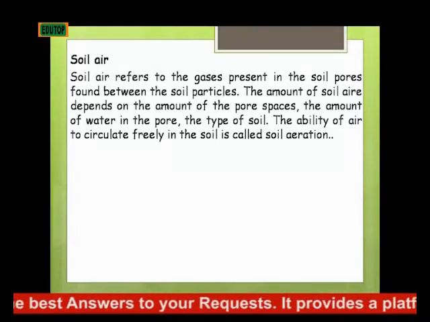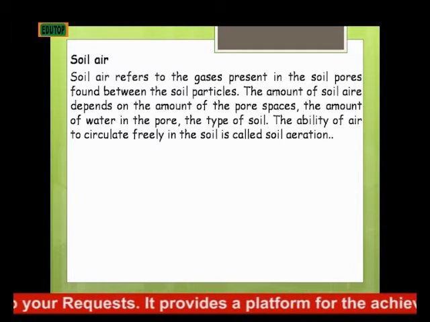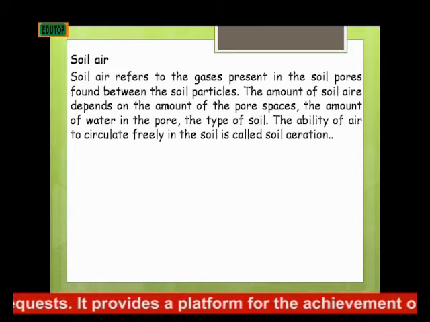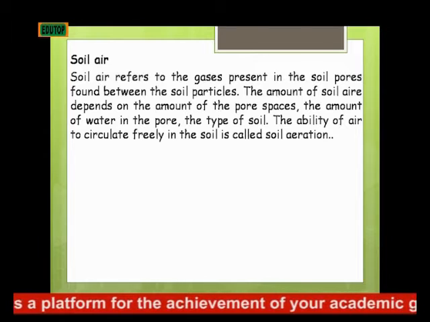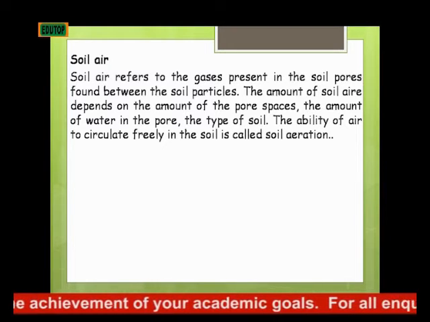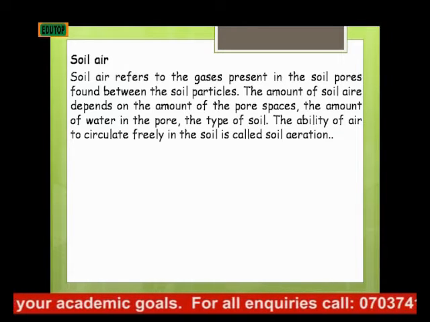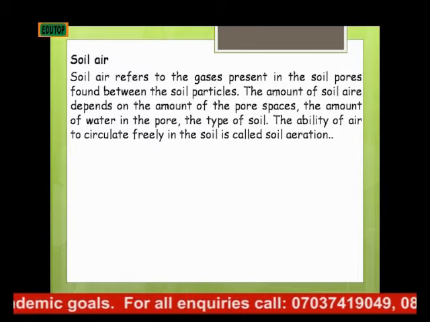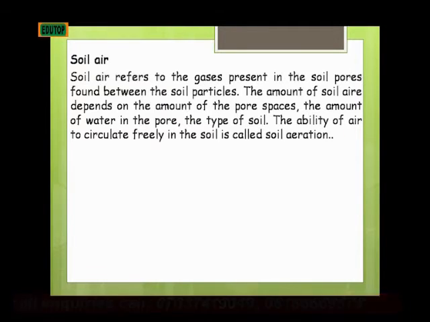The soil air has the following effect on agriculture. Oxygen in soil air promotes easy germination of seed and is also necessary for the growth and development of plants. Then soil organisms require air for respiration. Then the third effect it has is that soil air is needed in soil reaction, particularly the carbon and nitrogen cycle.